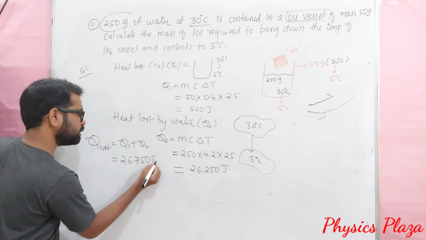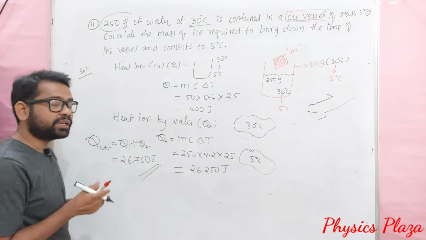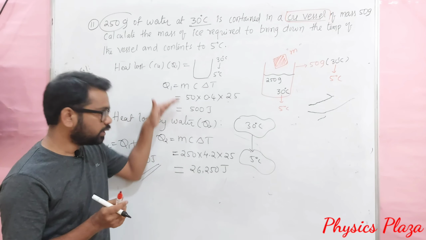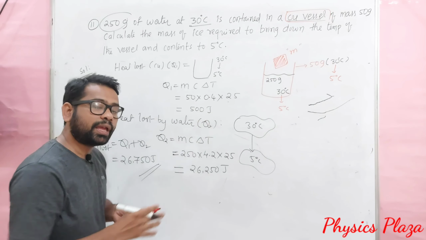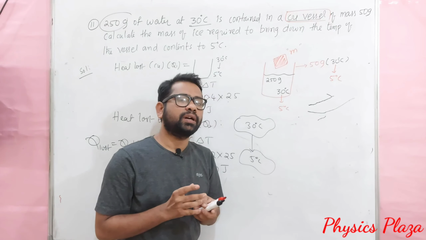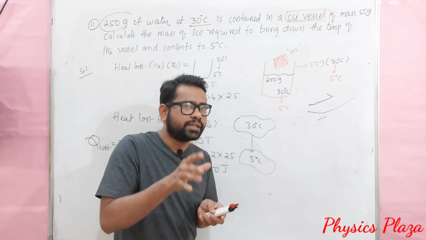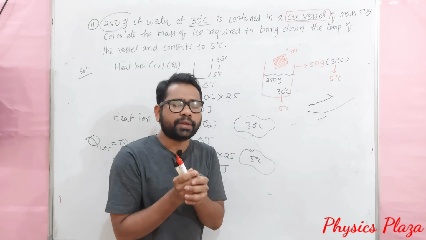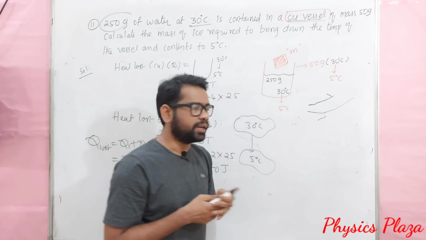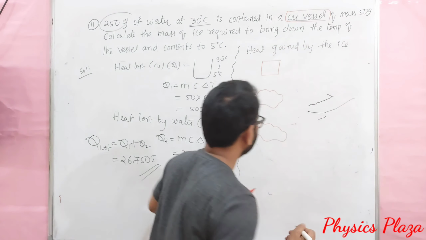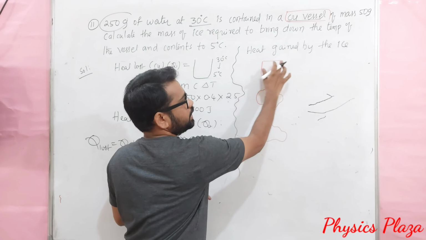26,750 joules. Children, this is the total heat lost by the calorimeter and water. On the other hand, we have to calculate the heat gained by the ice. When we equate both according to the principle of calorimetry, we get the mass of the ice. Let us calculate that. Now let us calculate the heat gained by the ice.